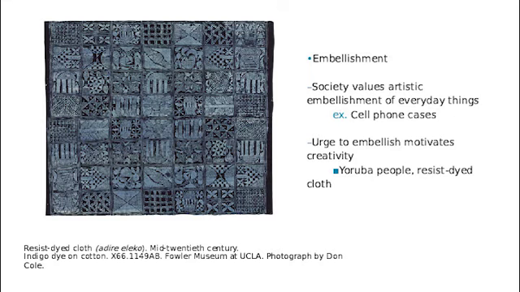And then you dye the entire cloth and then take it out and take the resists off, and then you have this negative space in whatever design that you put the resist on there. So this is an example of that from the Yoruba people, and that is an example of how people embellish a day-to-day item like a blanket.